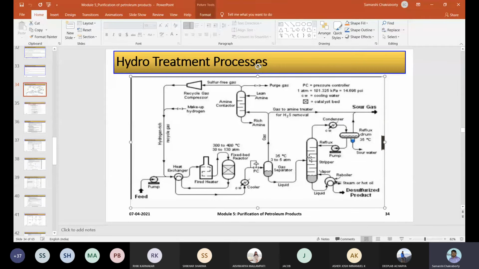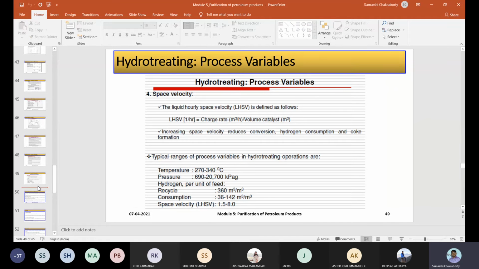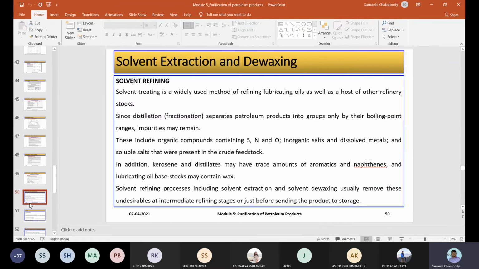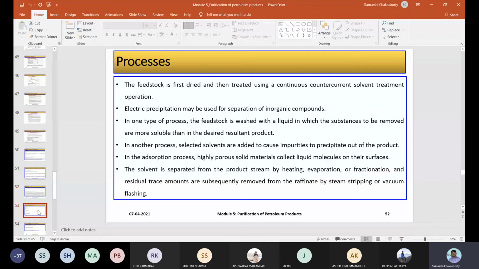So all of this you have to properly explain, as well as the flow sheet that is associated with your hydro treatment process. With this, I guess our hydro treatment, hydro denitrification, aromatic saturation, olefinic saturation, all of this part is done and dusted. The only part remaining in this module is the discussion about your solvent extraction and dewaxing, which we are going to talk about in the next class.